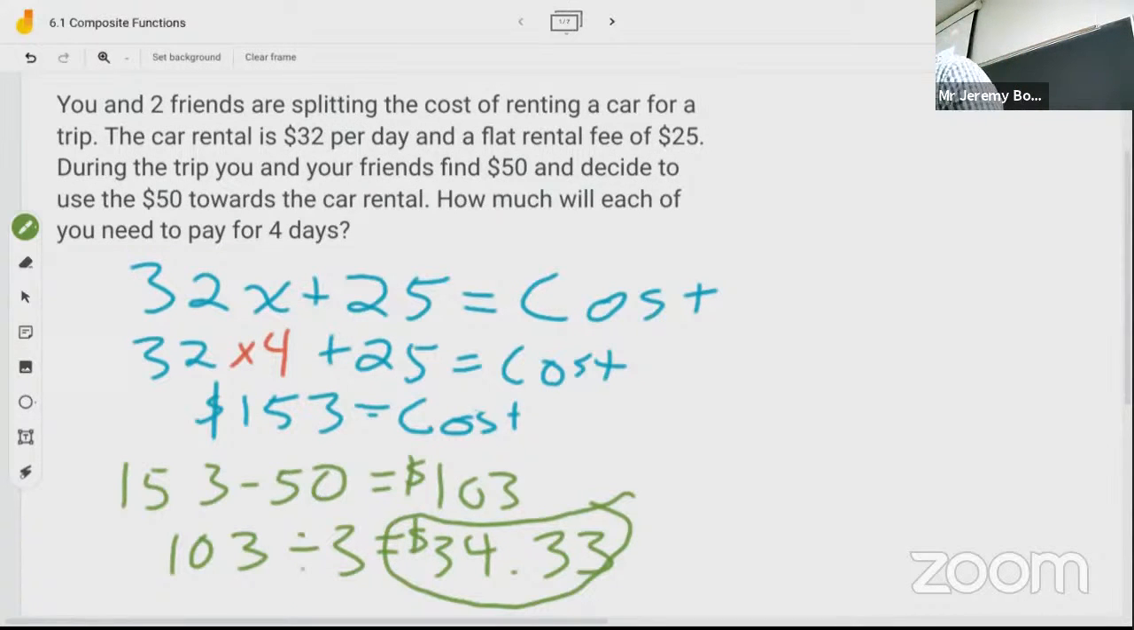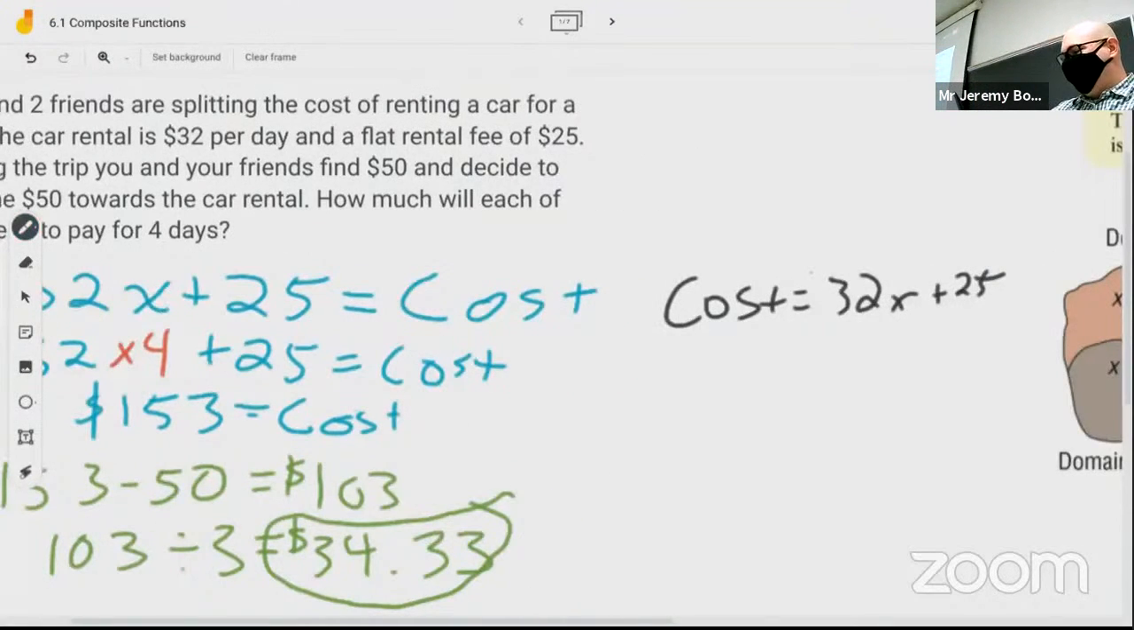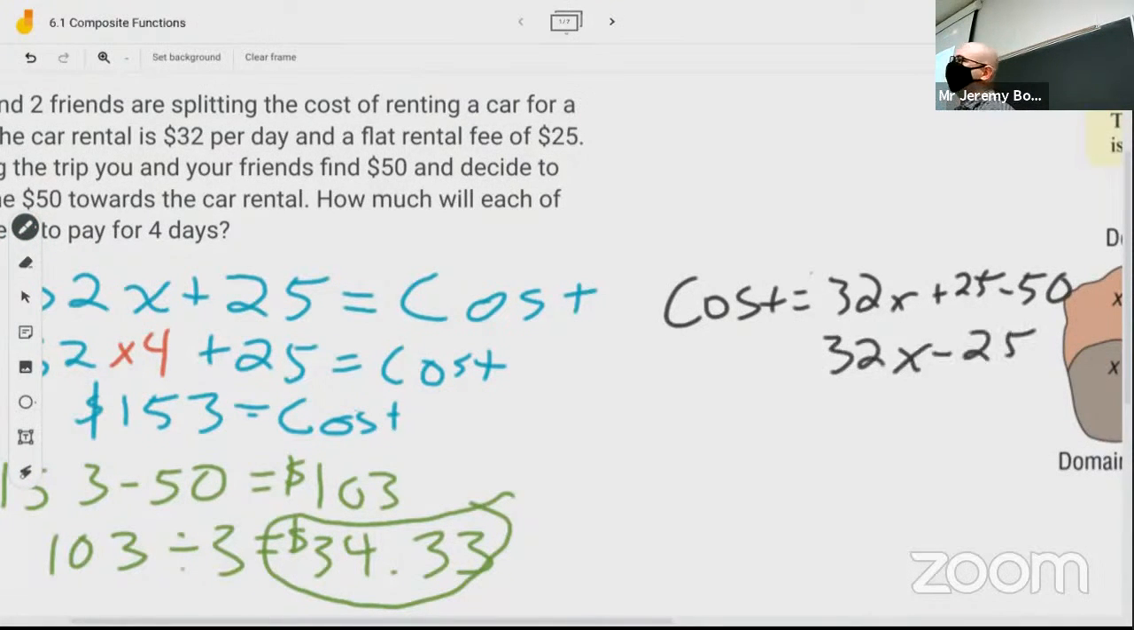So we can create this by looking at these as separate functions. For the cost, we said it was 32x plus 25. But then we subtracted 50 from it, right? So our cost function is actually going to be 32x minus 25, right? Because we are applying that $50 that we found to the cost of our rental.